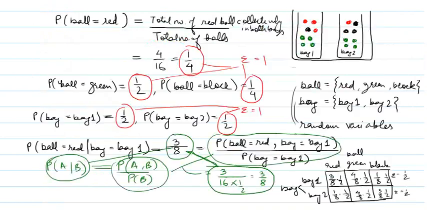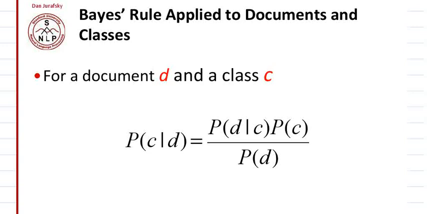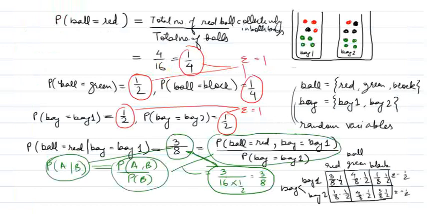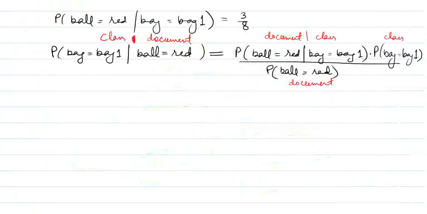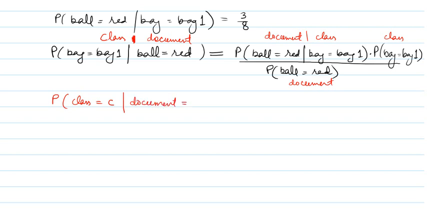So this formula can be extended. This is again the short form; I would like to write it in complete form as P of class is equal to C given document is equal to D, is equal to P of document is equal to D given class is equal to C. So I must write Di and Cj, so that it's one of these classes and one of these documents.